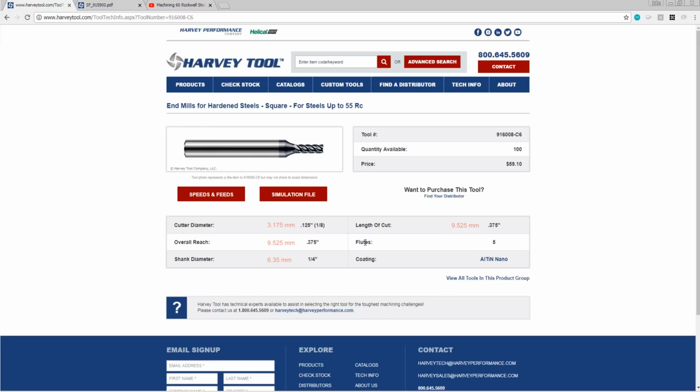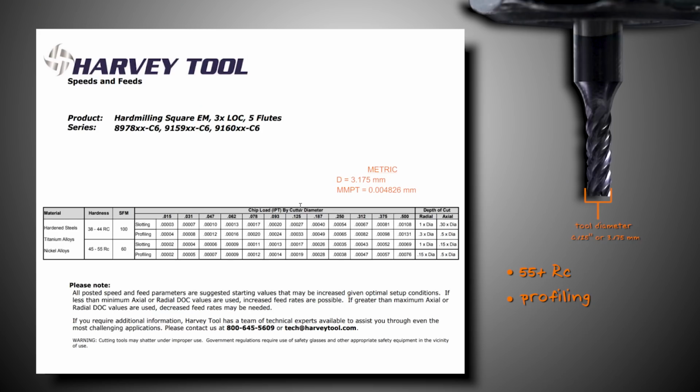Speeds and feeds. Chip load per tooth is by cutter diameter. We're using the 1/8 inch diameter tool, and we're definitely cutting as hard as it gets, so 55 Rockwell. We are profiling, not slotting. Profiling would be similar to the adaptive type strategy. So our chip load per tooth is 1.9/10, or just shy of 2/10,000ths of an inch.